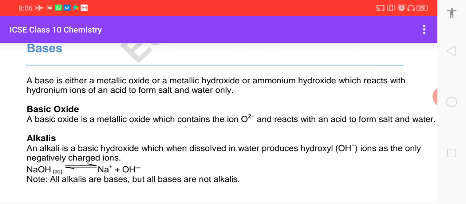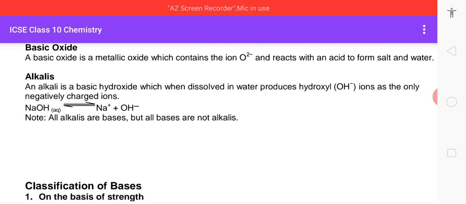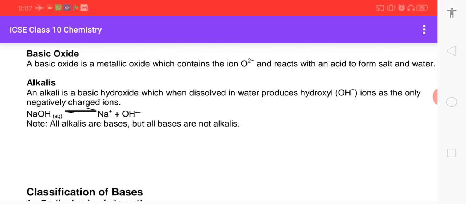An alkali is a basic hydroxide which, when dissolved in water, produces hydroxyl ion as the only negatively charged ion, like NaOH. When it is dissolved in water, it produces sodium ion and hydroxyl ion. Children, note: all alkalis are bases, but all bases are not alkalis.